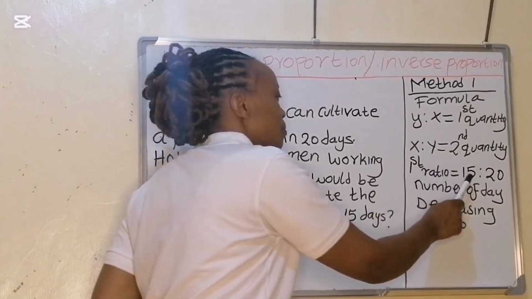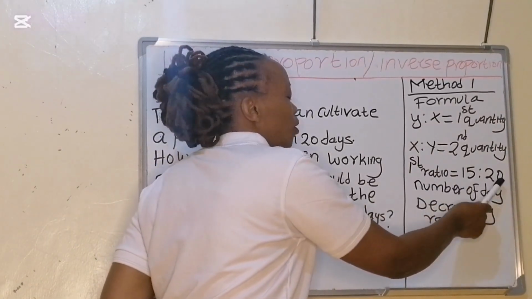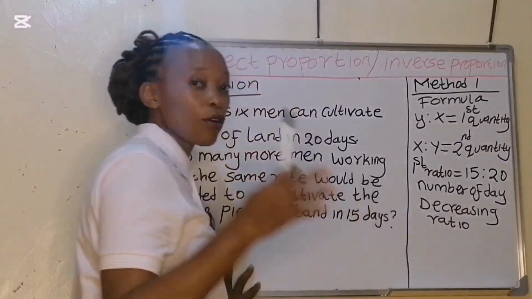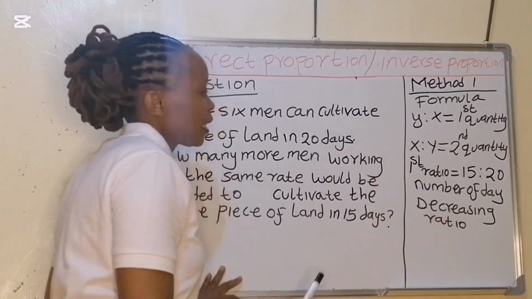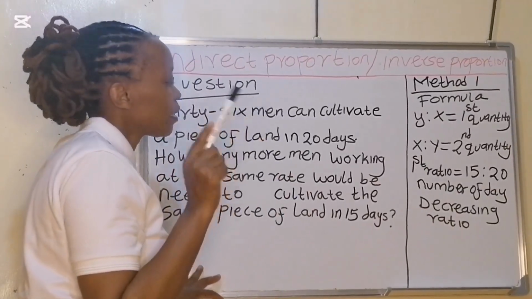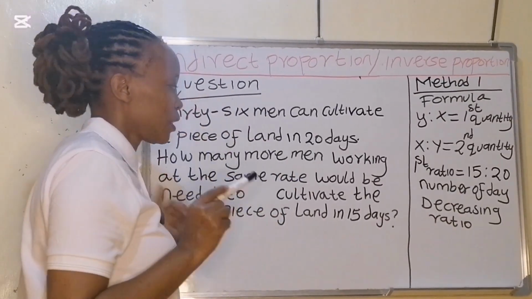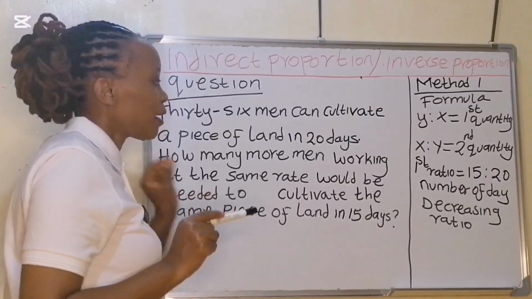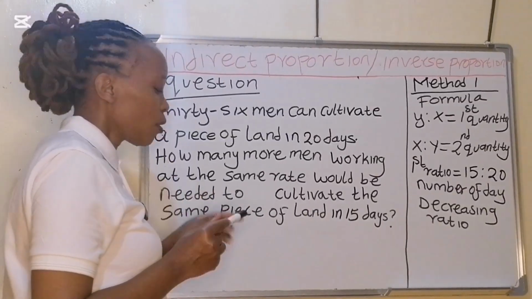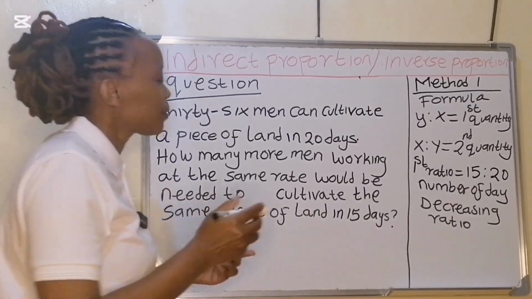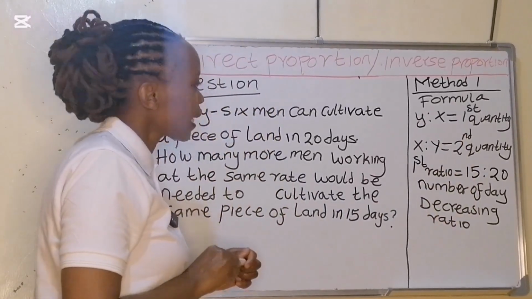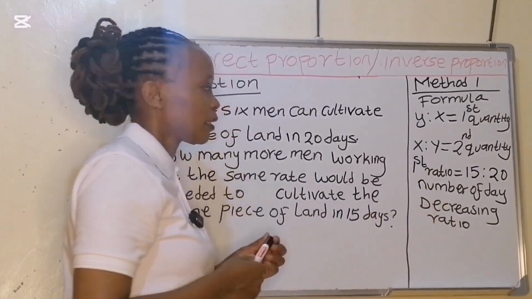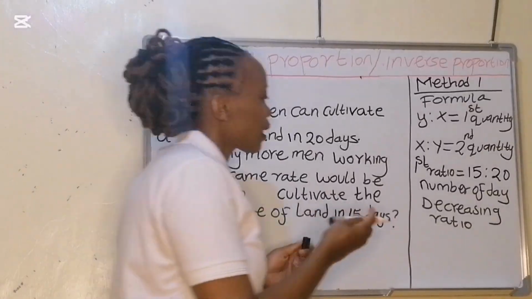So the new one is small and the original one is big, obviously, according to a decreasing ratio. So this is the number of days. It is decreasing from 20 to 15 days. So what about the second ratio? We have said if the first ratio is y is to x, the second ratio is x is to y. So the first ratio was a decreasing ratio.